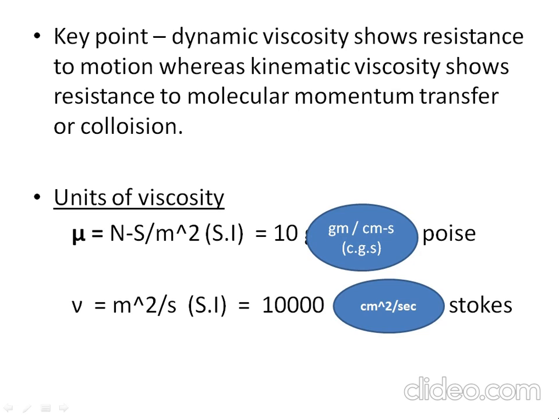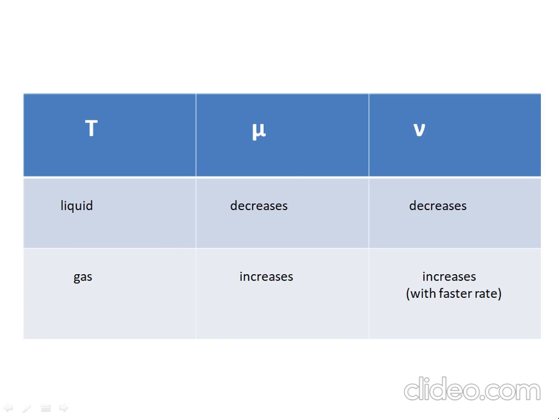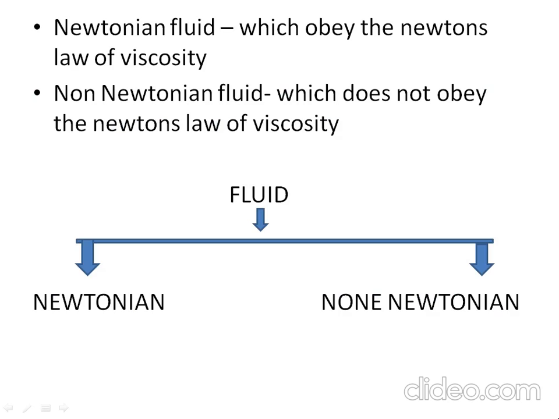Variation of viscosity with increase in temperature. In case of liquid, dynamic viscosity decreases and kinematic viscosity decreases, whereas in case of gas, dynamic viscosity increases and kinematic viscosity increases at a faster rate. Newtonian fluid obeys Newton's law of viscosity, and non-Newtonian fluid does not obey Newton's law of viscosity.